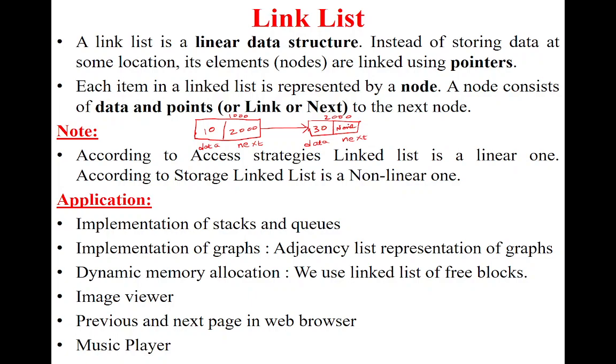So how can we find the last node? It will have None in the next part. Okay, so according to the access strategy, linked list is the linear one. According to the storage, it is a non-linear one. By access we can access one by one linearly, but in storage it may be stored in some other place, like instead of 1008, it is stored in 2000. So it is called a non-linear one. Application: it is used in many places to implement stack and queue, graph applications, browser applications, music player, image viewer, and so on.